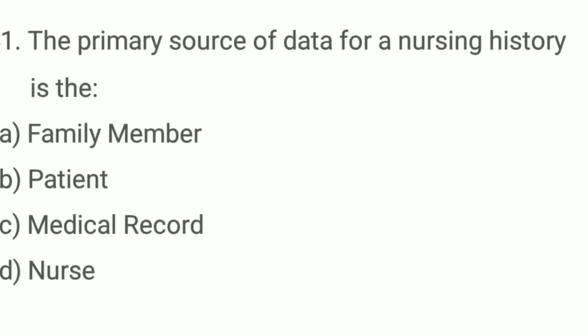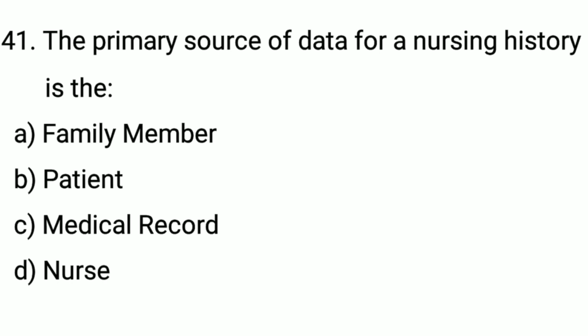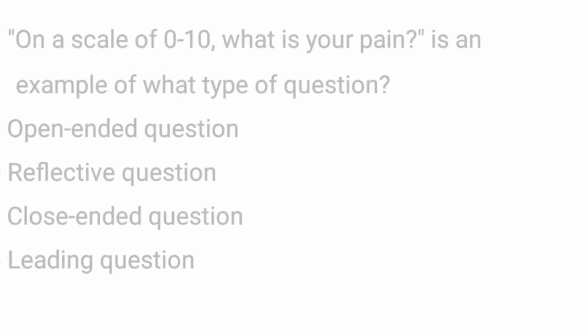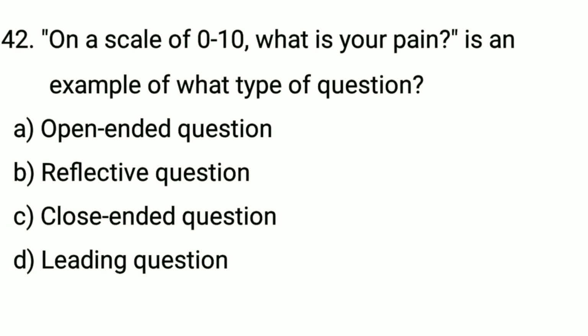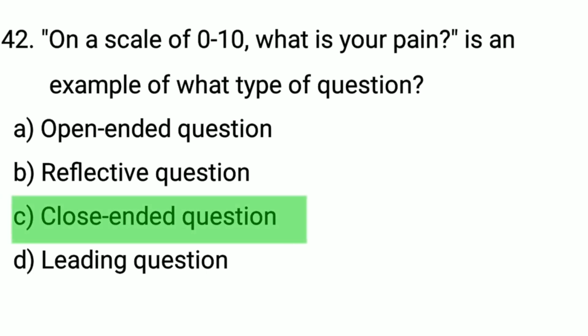Question number 41. The primary source of data for a nursing history is the. The right option is option B, patient. Question number 42. On a scale of 0 to 10, what is your pain is an example of what type of question? The right option is option C, close-ended question.